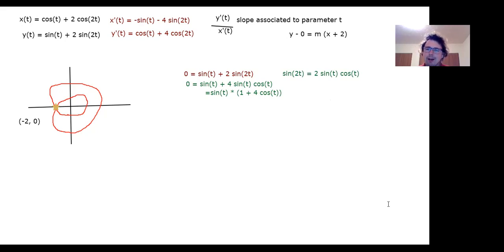Now that I have a product, the only way this can happen is if either sine of t equals 0 or 1 plus 4 cosine of t equals 0. Those are my only 2 options. Now, I know which values of t make the sine function equal to 0. Those are 0 and pi. And any number of times around the circle, those will be other solutions here. But I really only care about solutions between 0 and 2 pi. Those are my 2 points.